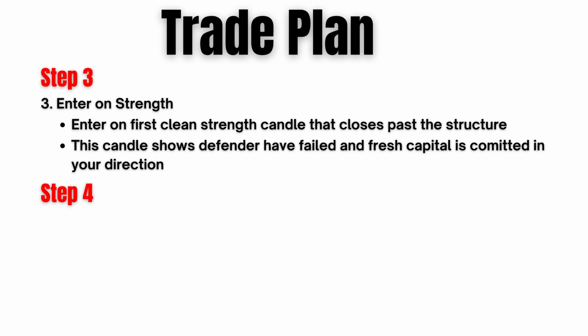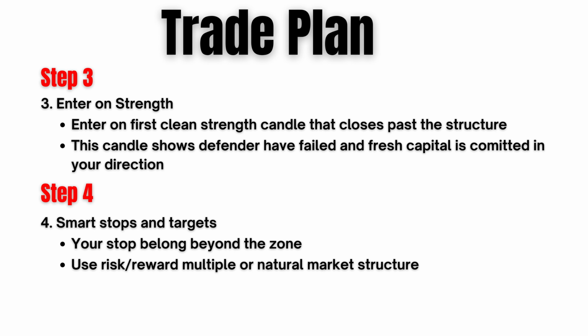Step 4. Smart stops and targets. Your stop belongs beyond the zone, not at a random pip count. Use either a fixed risk-reward multiple, like 1 to 2.5 or 1 to 3, or natural market structure, recent swing highs, lows, or next major zone. You can scale out partial profits at 1 to 1 to reduce risk while leaving a runner for bigger moves.